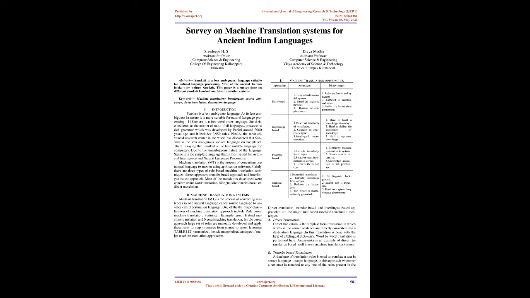2. Machine translation systems. Machine translation, MT, is the process of converting sentences in one natural language, called the source language, to another, called the destination language. One of the major classifications of machine translation approaches includes rule-based, statistical, example-based, hybrid, and neural machine translation. In the rule-based approach, a large set of rules are manually developed and applied to map structures from source to target language. Table 1 summarizes the advantages and disadvantages of major machine translation approaches.